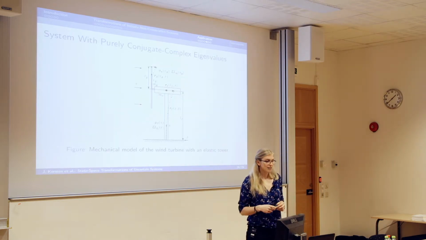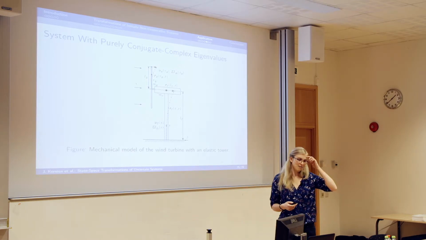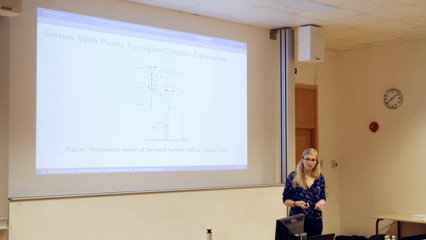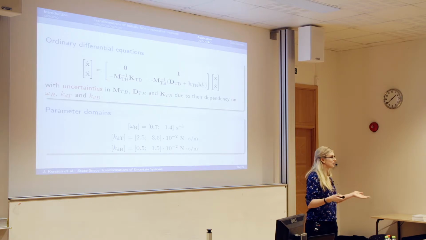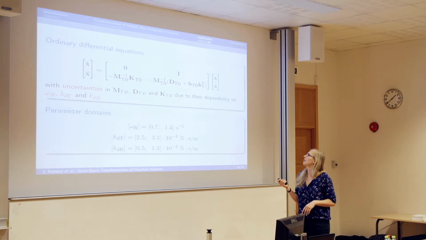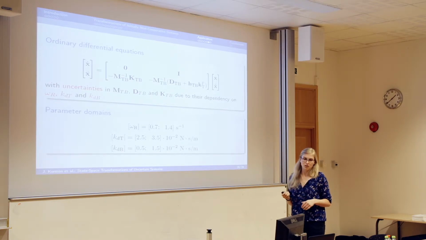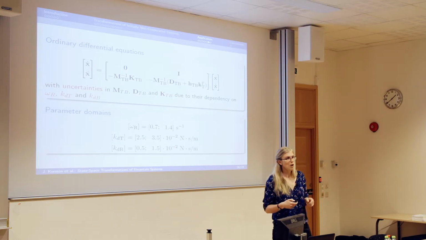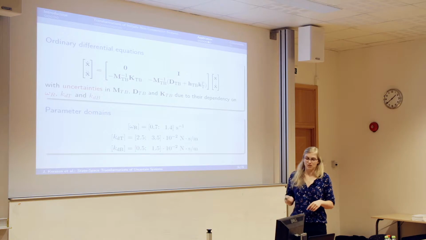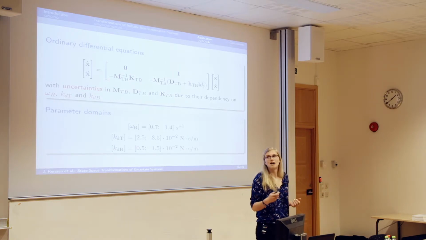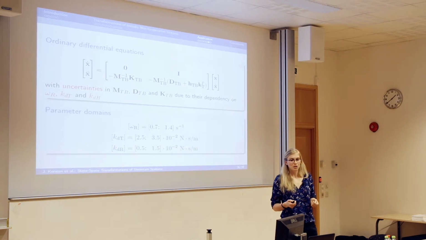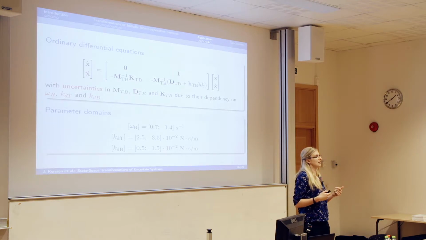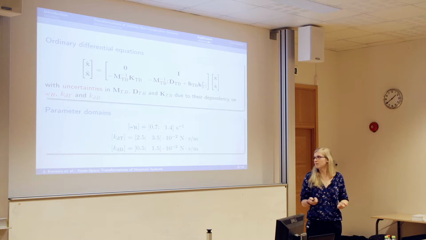So let's have a look at the system with purely conjugate complex eigenvalues. Here we have the oscillation of a wind turbine. And well, it doesn't really matter what exactly is in this system. It's just that we can derive those differential equations, the state space representation, with uncertainties in 3 parameters. This is now quite easy because those uncertainties are not states, which means that this results in just a parameter-dependent system matrix.